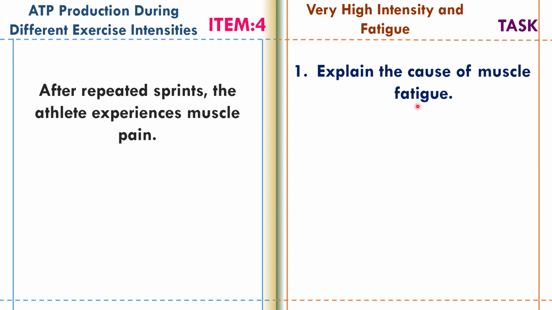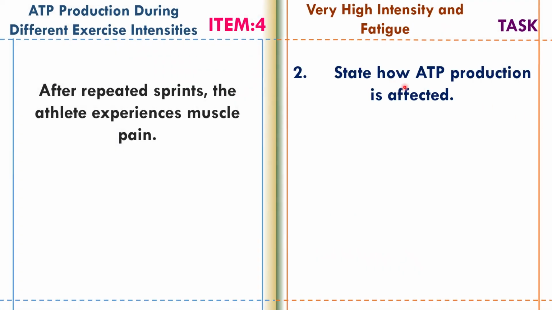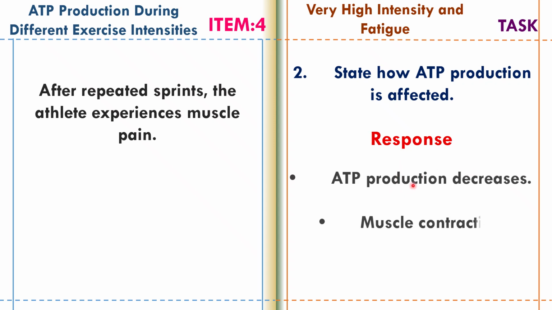Explain the cause of muscle fatigue. Accumulation of lactic acid. There is also a drop in pH that inhibits enzymes. State how ATP production is affected. ATP production decreases. Muscle contraction becomes less effective.